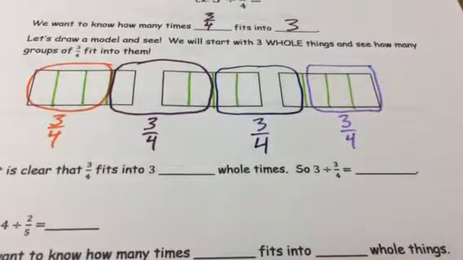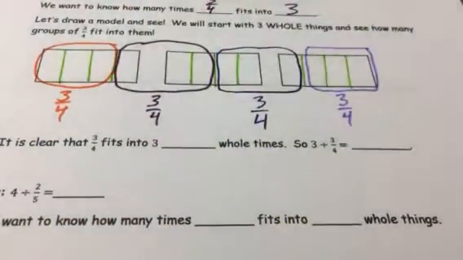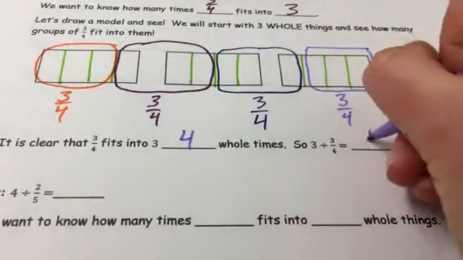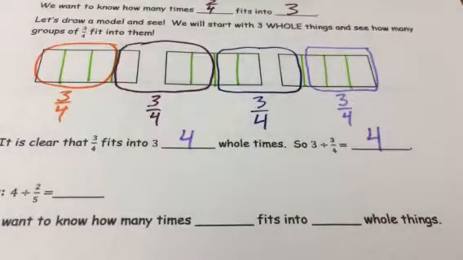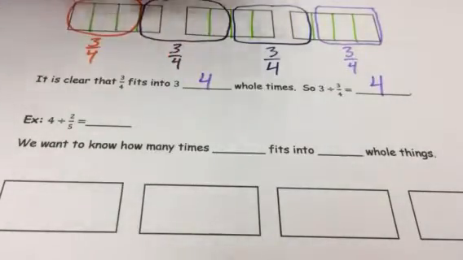So it turns out that there are 4 full sets, 1, 2, 3, 4 sets of 3/4. So it fits in 4 times, so 3 divided by 3/4 is indeed 4. So hopefully that's a very nice visual for you to understand that 3/4 fits into 3 four whole times.